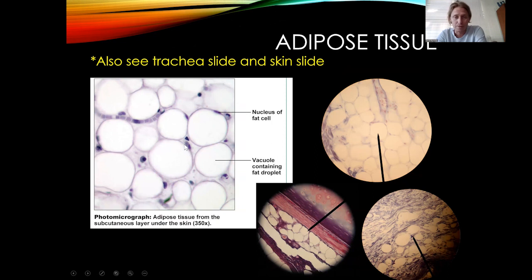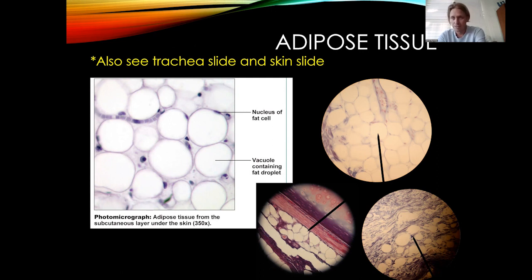So here's a single cell right here. Okay. This is the fat vacuole or where the fat droplet was. It pushed everything off to the side. So here's the nucleus of the cell right here, pushed against the side of the cell. And here's another one. You can see the nucleus pushed off to the side of the cell here too.